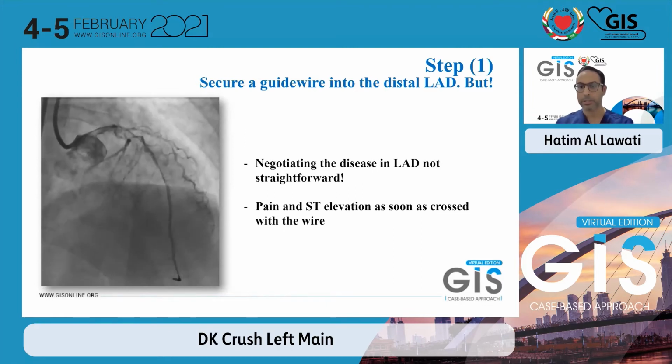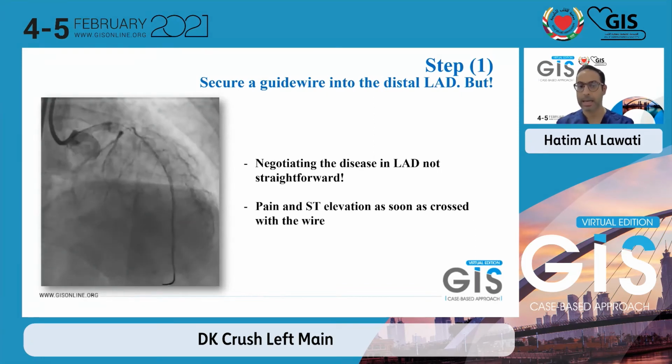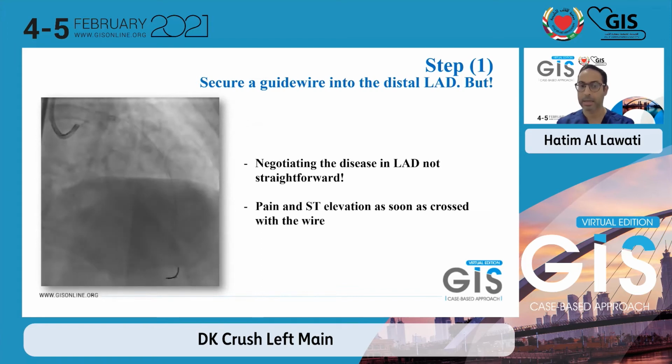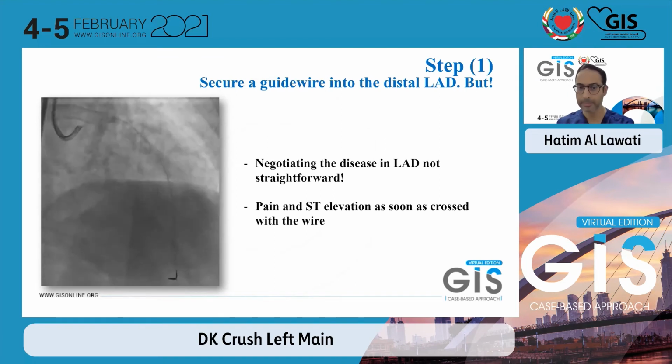Our first step was to secure a wire into the distal LAD. Now, negotiating the plaque in the proximal and mid LAD was rather challenging. And as soon as we secured the wire in the distal segment, the patient complained of chest pain and she had ST elevation in the monitored ECG leads. We probably compromised the flow by causing a dissection while trying to wire the LAD, or the lesion was so tight that our wire was occlusive.